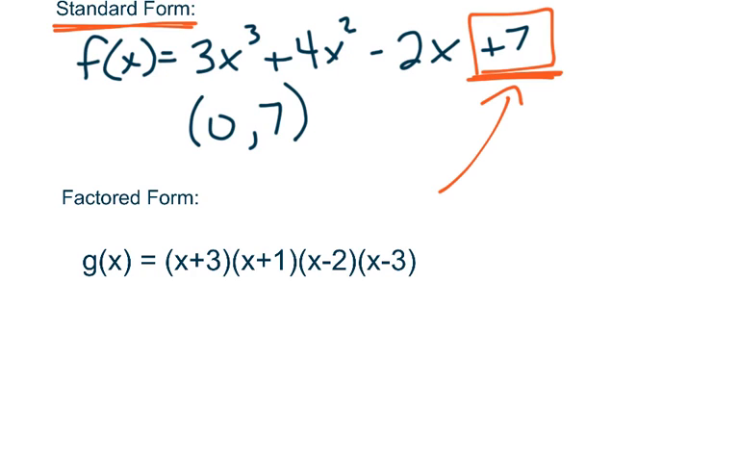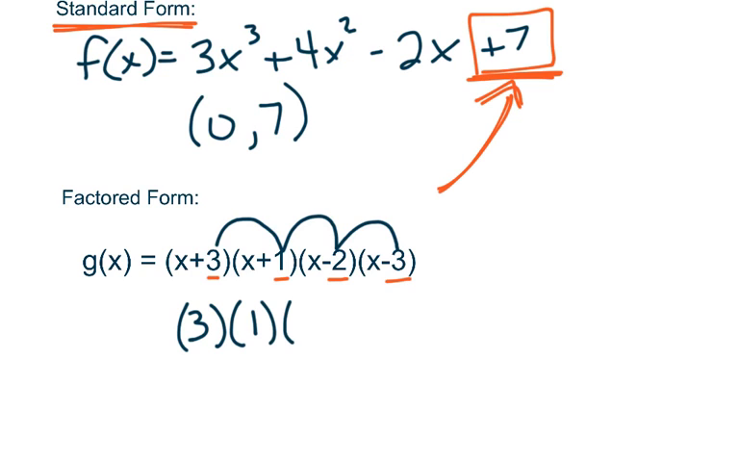So to get the constant down here in g of x, we are just going to focus on multiplying the constants of each binomial, because ultimately that's what's going to give us that constant in the standard form. So I've got a negative 3. Scrap that. We've got a positive 3 because we're not pulling it out. We're multiplying what's in here in the binomials. So positive 3 times positive 1 times negative 2 times negative 3, which gives me a positive 18.